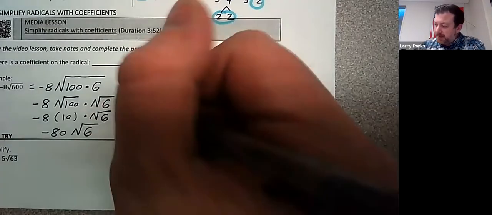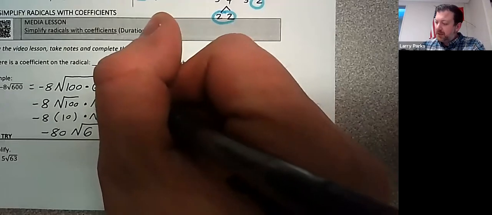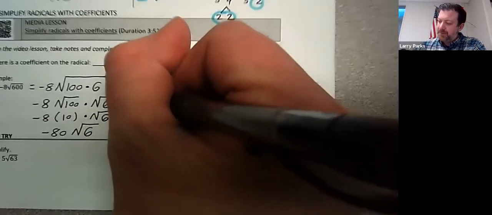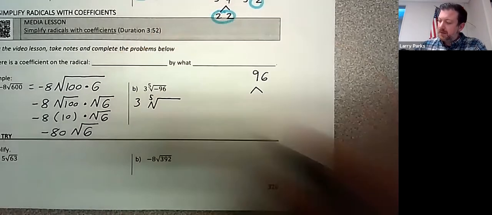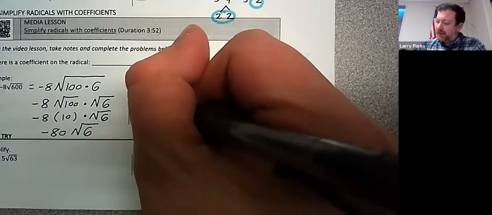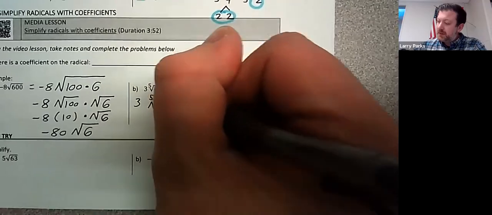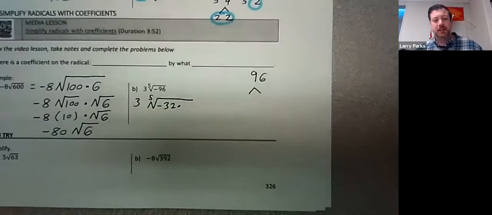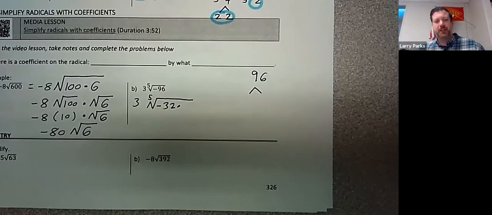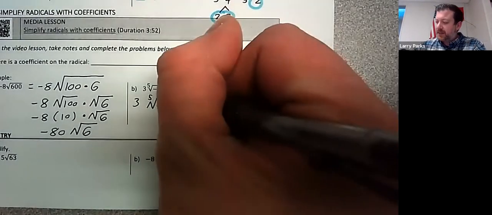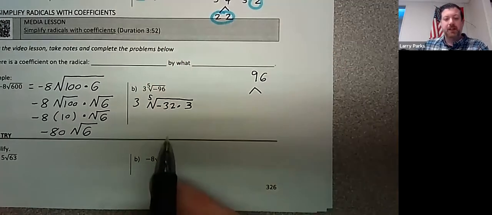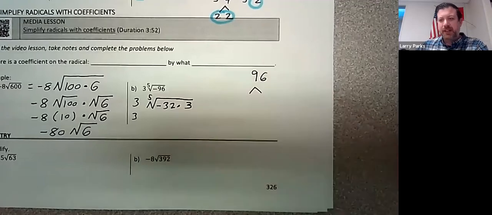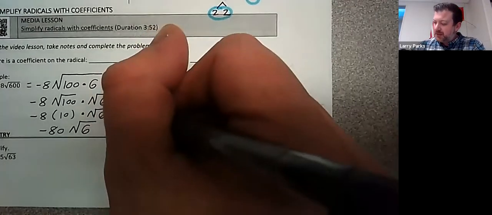So I'm going to write this as the 5th root of negative 32 times, let's see, negative 32 times 3 is negative 96. And then I could break it up into 2 5th roots.